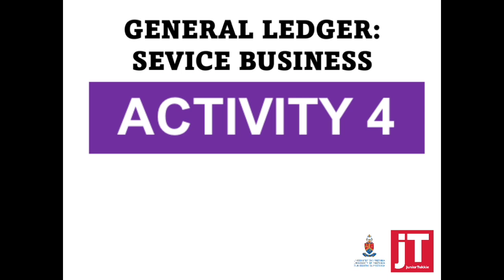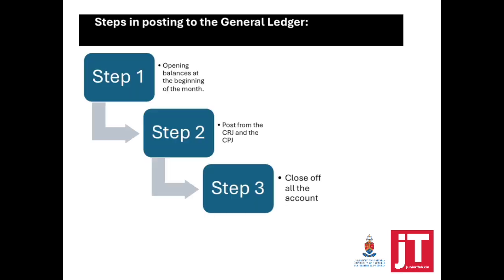Before we start with the activity, let's go through the steps in completing the general ledger. The first step is opening balances and totals at the beginning of the month. Step number 2, post from the cash receipts journal and the cash payment journal. And then the last step, once we've done the posting, we need to close off all the accounts in the balance sheet account section and in the nominal account section.